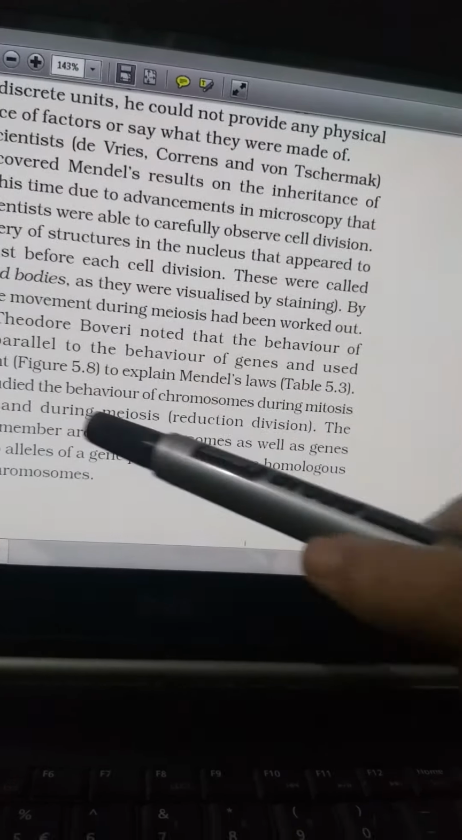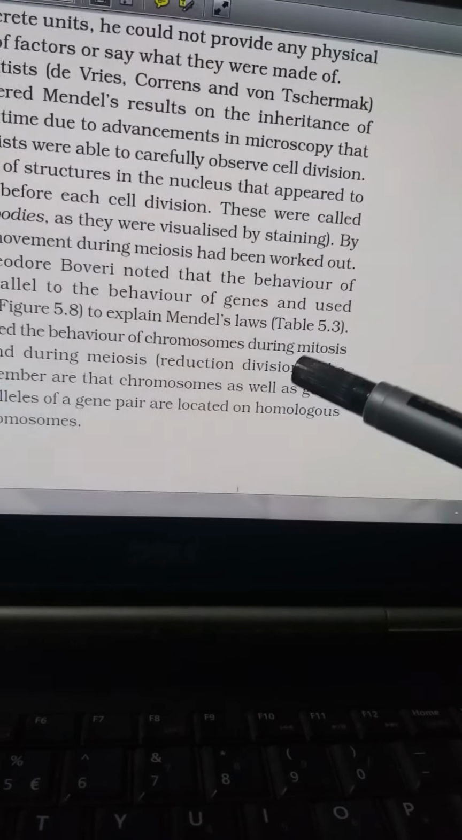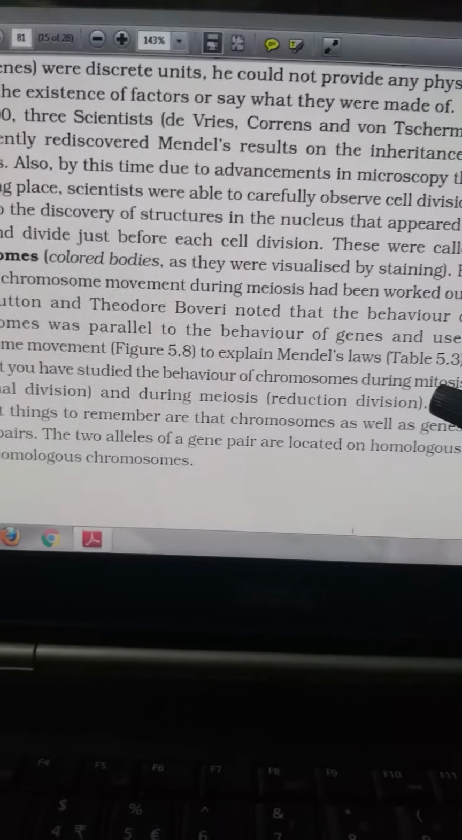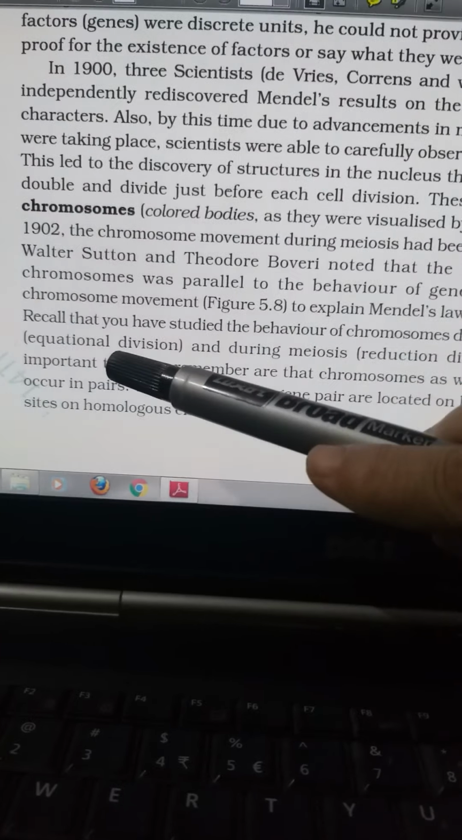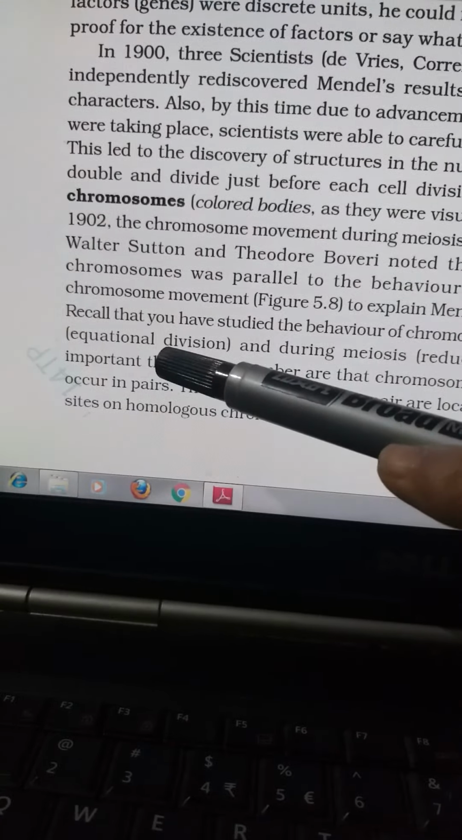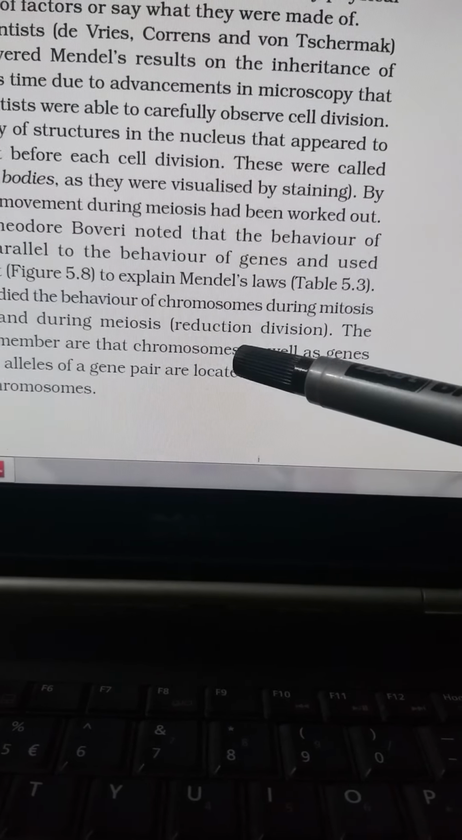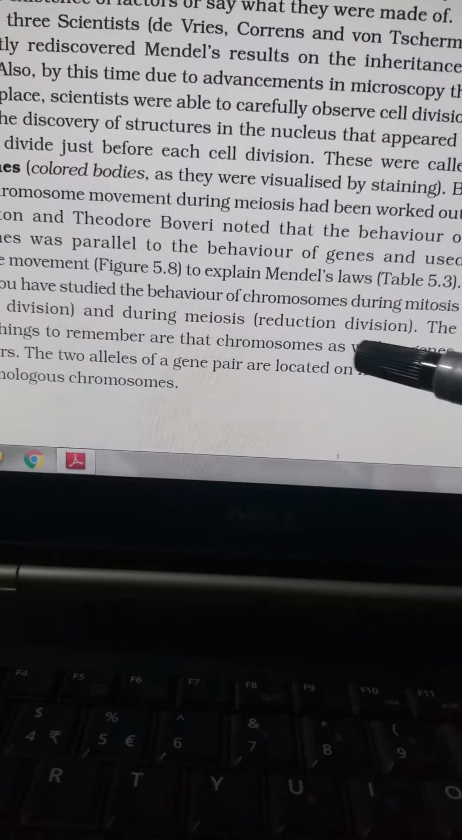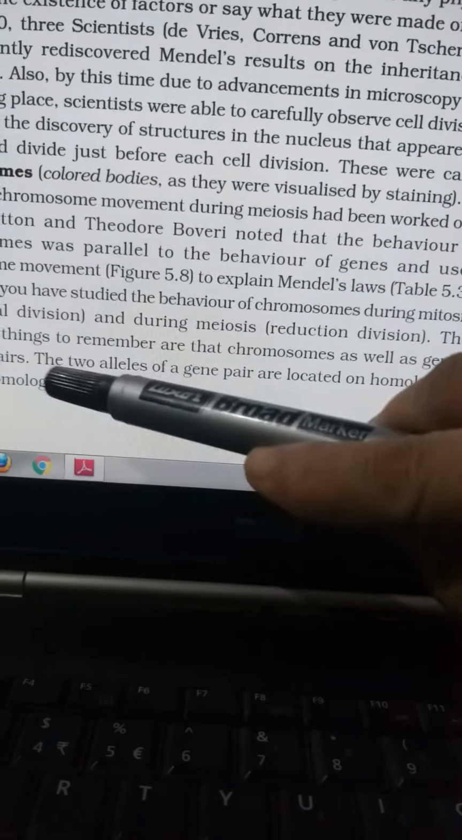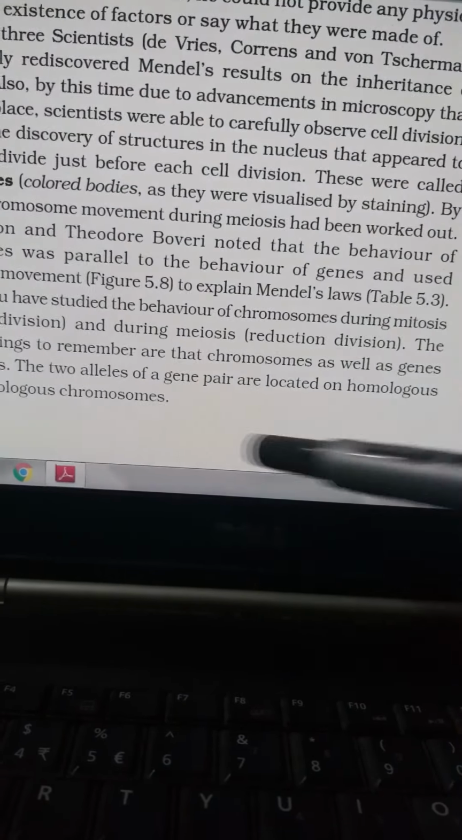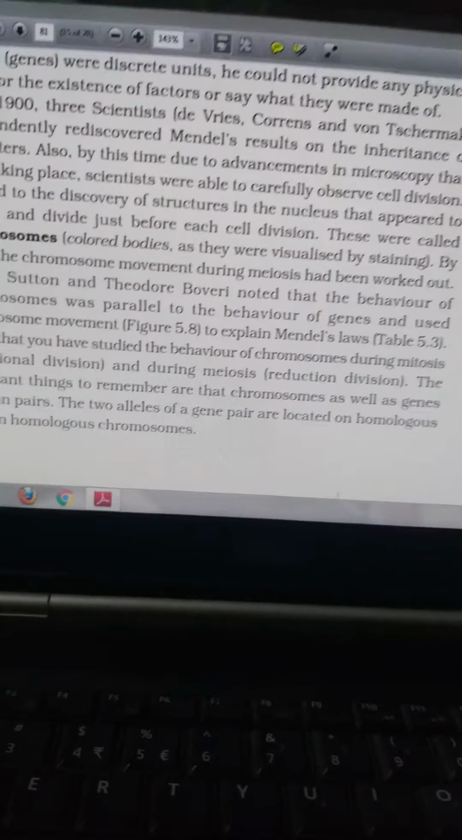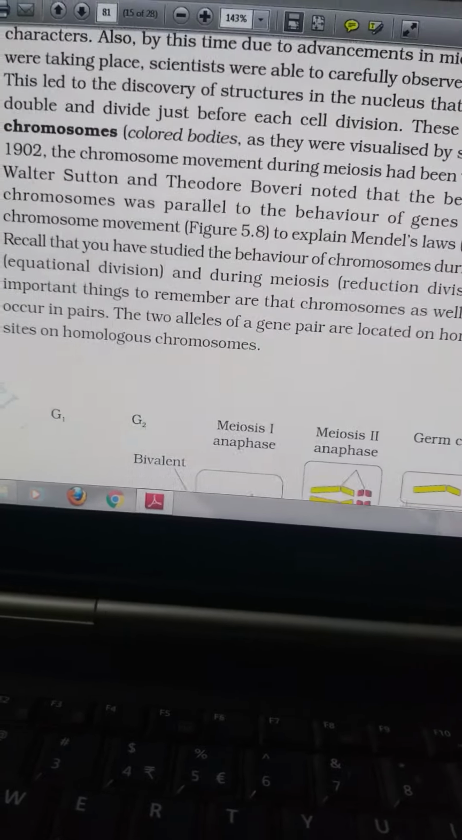Now, these chromosomal behaviors were seen during mitosis, which is known as equational division, and during meiosis, which is known as reductional division. The important thing to remember is that chromosomes as well as genes occur in pairs. The two genes are located on homologous sites, meaning the same type of gene.